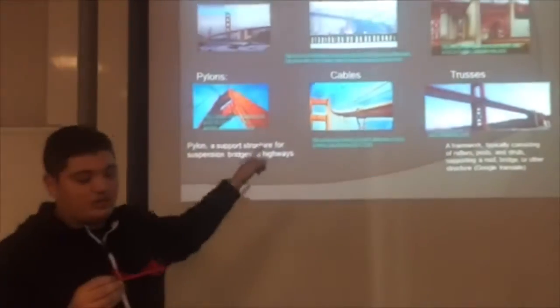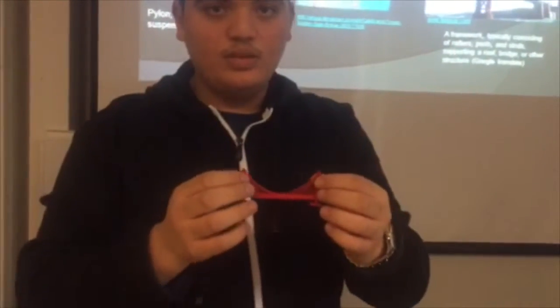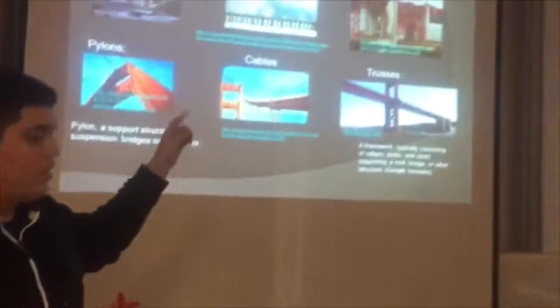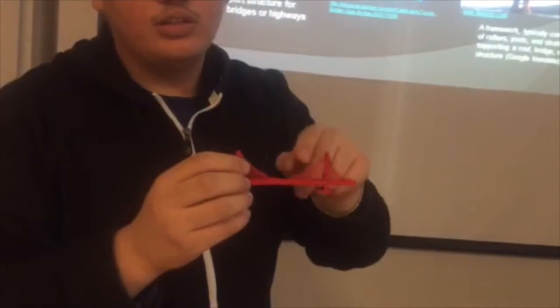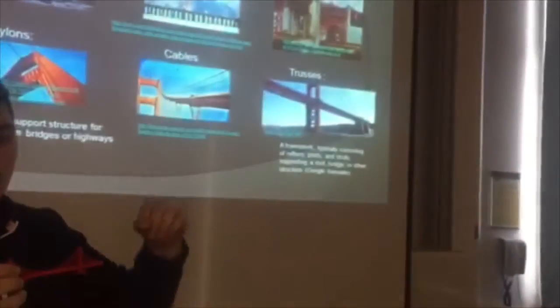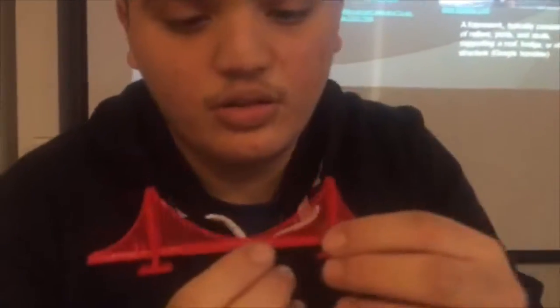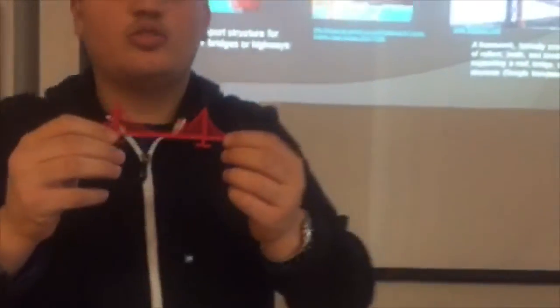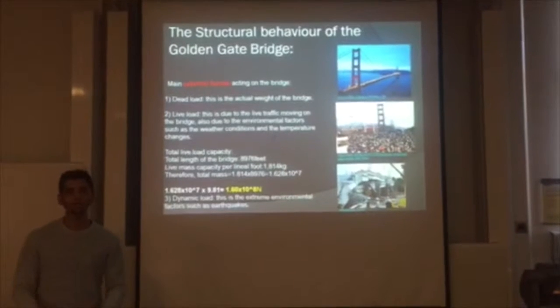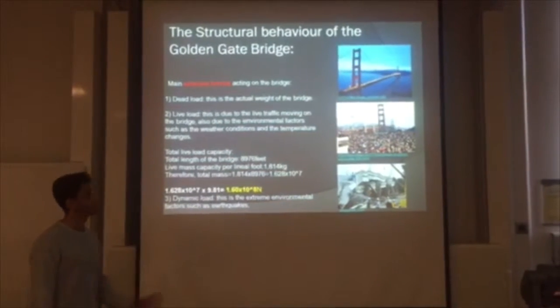I can show you the pylons, which are these two. The cables, of course, are these two, which are made of steel, and the trusses, which are supposed to be here, but I don't think it will be so clear as you can see here. These are the trusses. Now I'll be speaking about the structural behaviour of the Golden Gate Bridge.